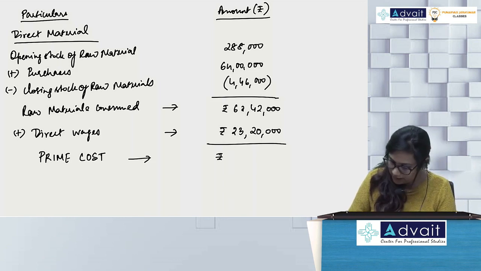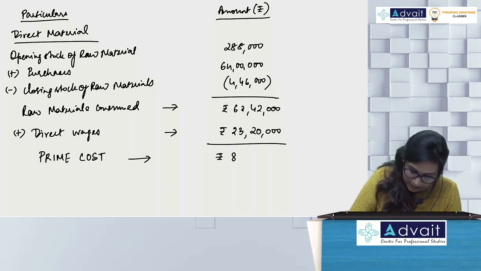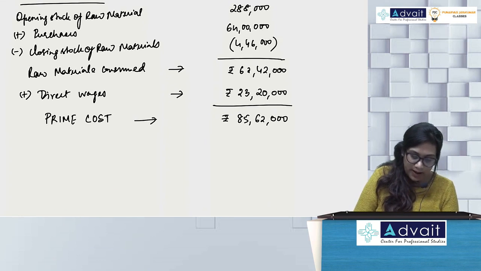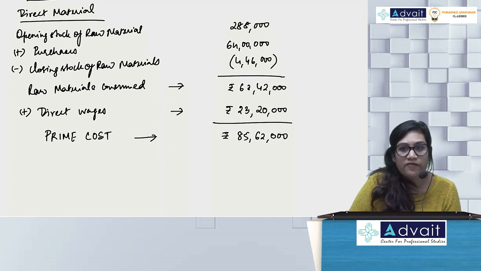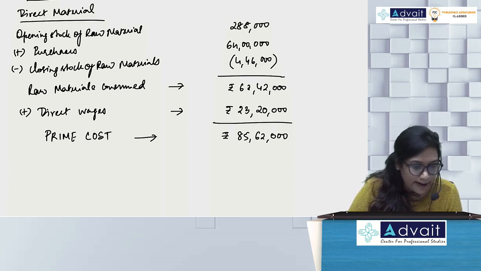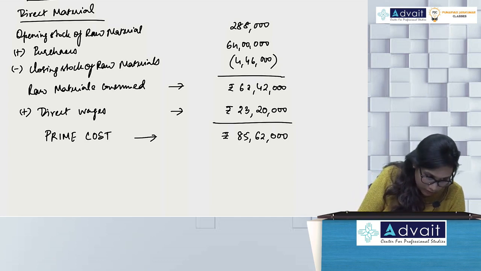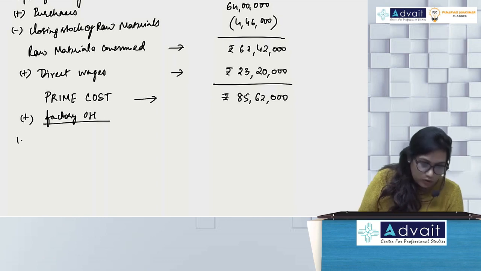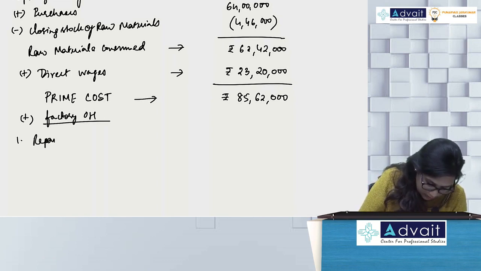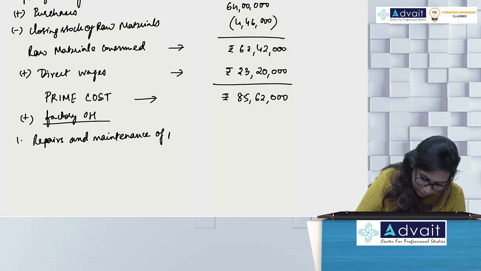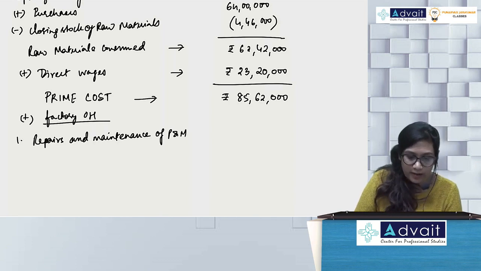So 85,62,000 is my prime cost. Now to this what do I do? I add my factory overhead or works overhead. So the first one is repairs and maintenance of plant and machinery.